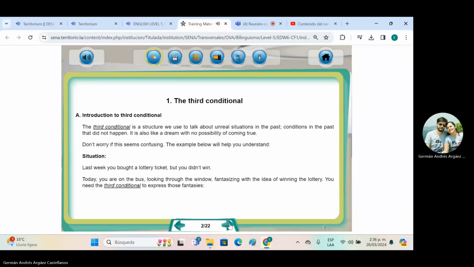Situation. Last week, you bought a lottery ticket, but you didn't win. Today, you are on a bus, looking through the window, fantasizing with the idea of winning the lottery. You need the third conditional to express those fantasies.